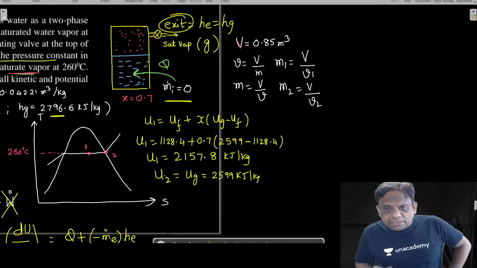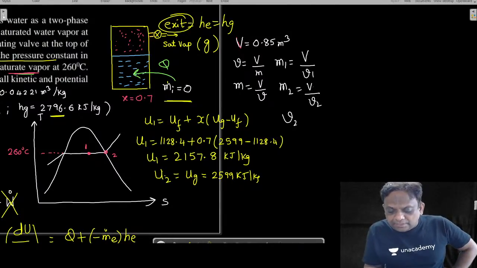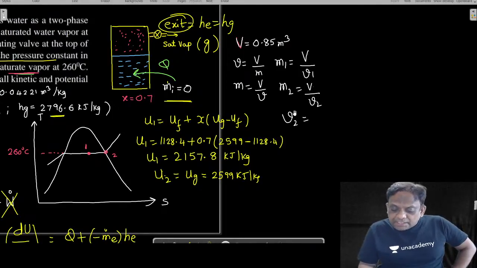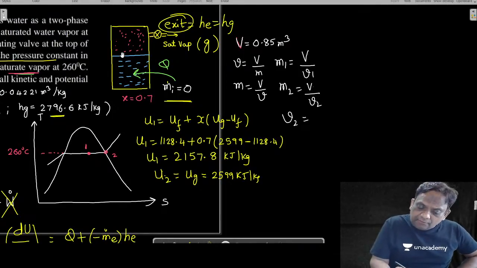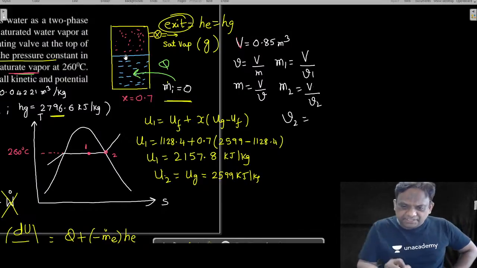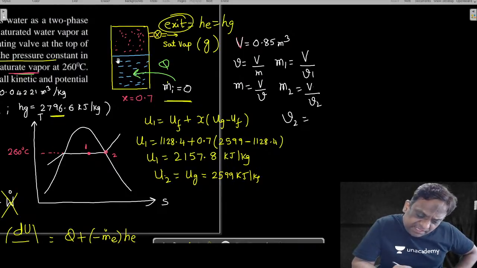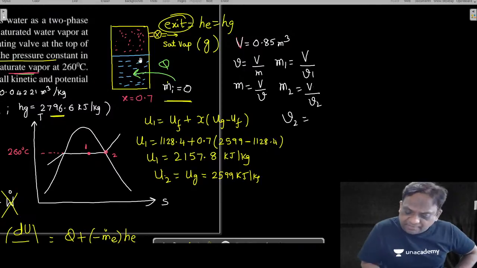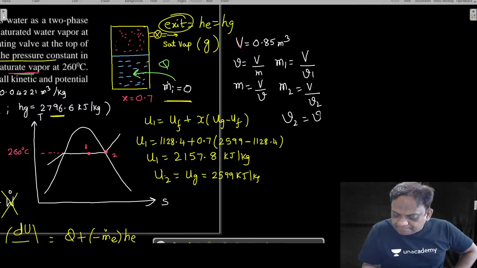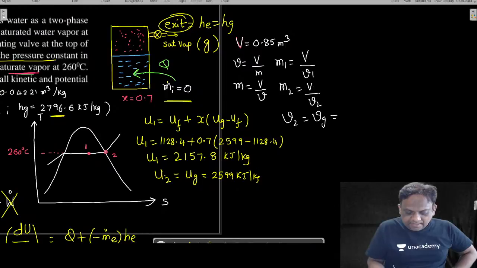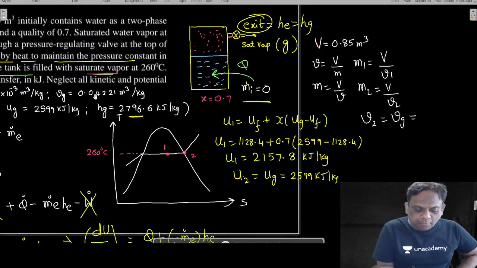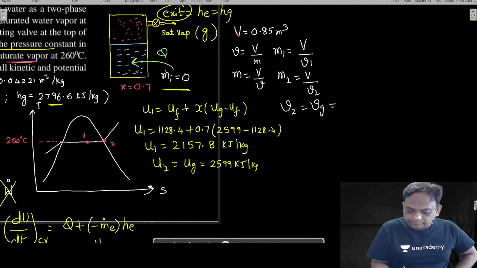So can you tell me what is the meaning of V2? Look here, V2 means specific volume of this fluid under final conditions. Finally, it is reaching what stage? Saturated vapor. Finally, it is reaching saturated vapor. So can I write it as Vg? Yes, definitely I'll write. So what is Vg? 0.04221.